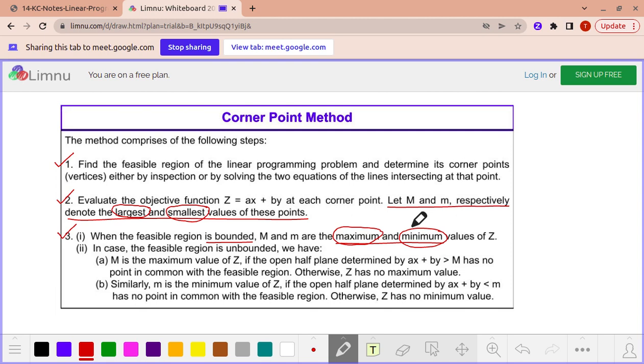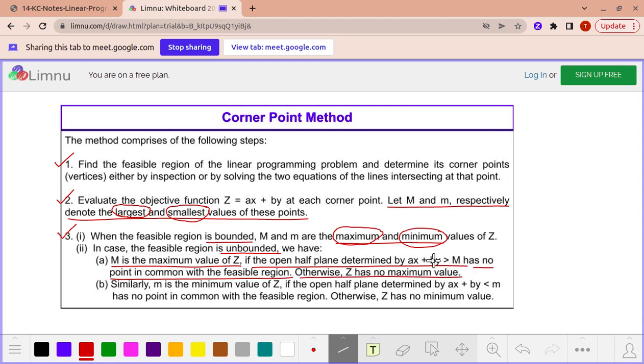Now it may be possible that the feasible region is unbounded. Then there are two cases. The first one is that in that case M is the maximum value of z if the open half plane determined by ax plus by greater than M, where ax plus by is the objective function, has no point in common with the feasible region. Otherwise z has no maximum value.